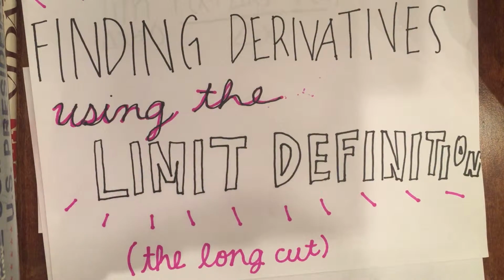Hello, I'm Kelsey, and today I'm going to be showing you how to find derivatives using the limit definition, which is also called the long cut because it takes a significantly larger amount of work than the power rule. Finding derivatives is important because it provides the equation of the slope of the tangent line, which gives you the instantaneous rate of change at a given point. It can also help find things like relative extrema, concavity, and many more important things.